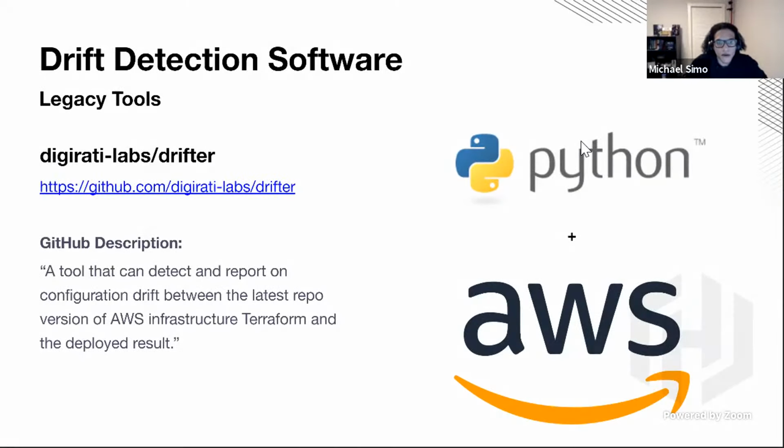Cool. So I'm going to go over two legacy tools here. The first one is Digirati Labs Drifter. This was actually the first thing I discovered when I was struggling with drift detection tools, maybe in 2017, 2018. It was AWS specific, but it was written in Python. It served as the basis of an in-house tool that I wrote at a prior startup I worked for. I studied this code base and made it more flexible for Google Cloud and Kubernetes, since it didn't really support those two things.